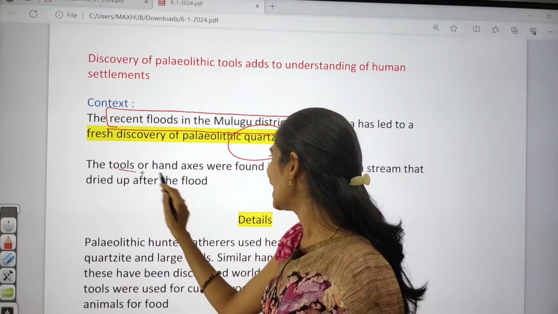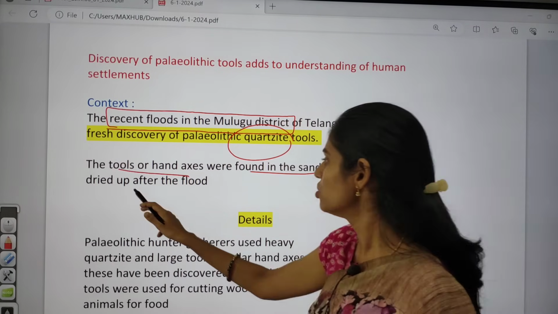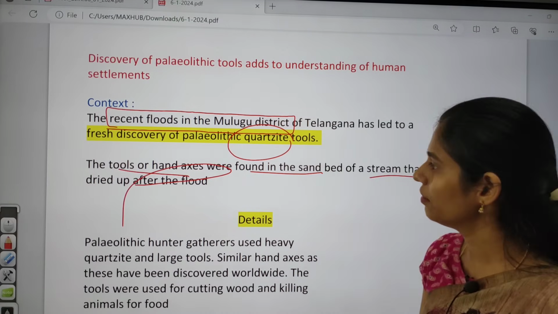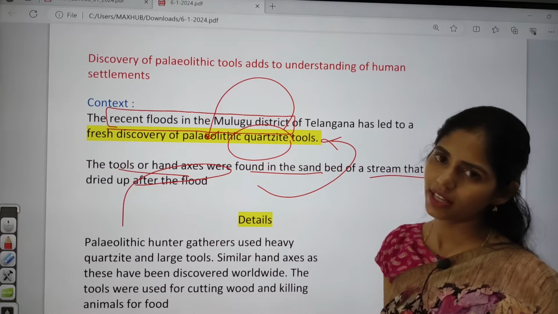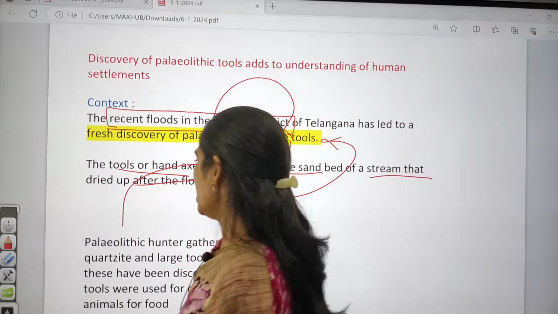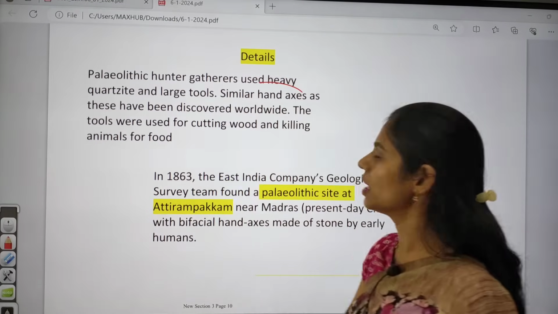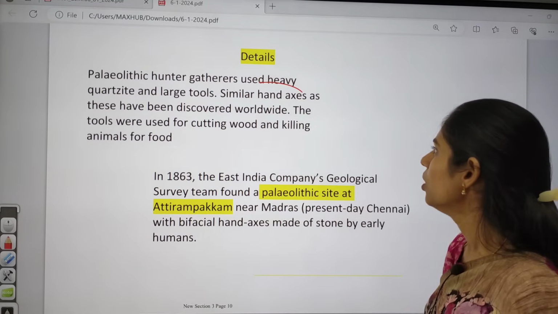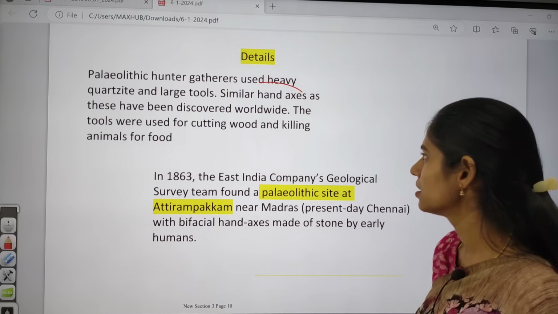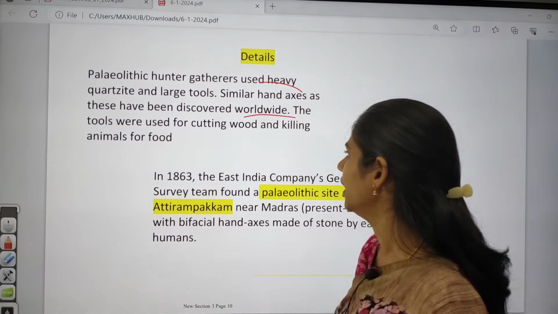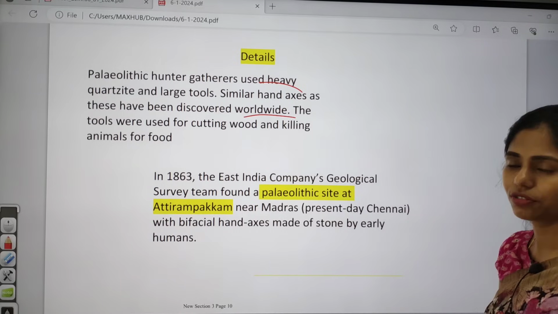The tools, or hand axes, were found in the sand bed of a stream that dried up. After the flood, the stream dried up and they found these quartzite tools, which belong to the Paleolithic period. Paleolithic hunters and gatherers used heavy quartzites and large tools. They used similar hand axes as those discovered worldwide, especially for cutting wood and killing animals for food.